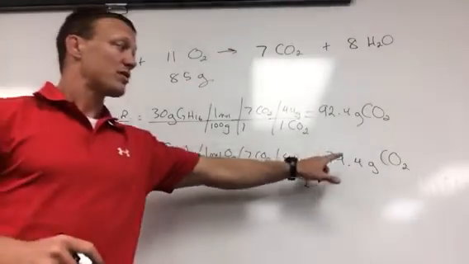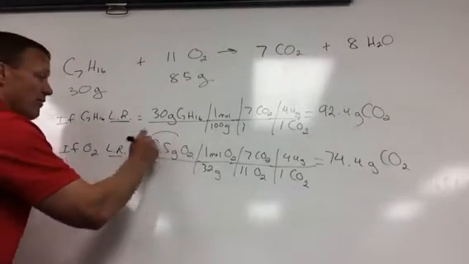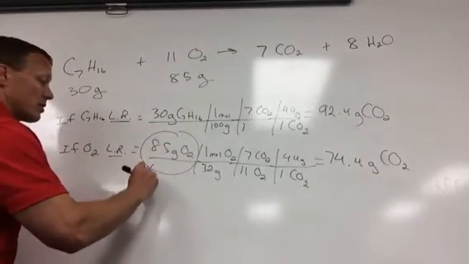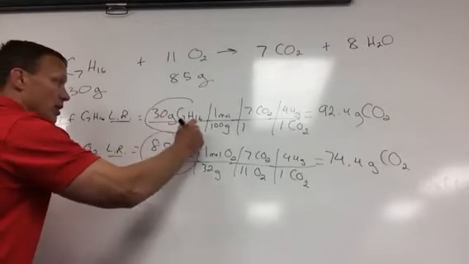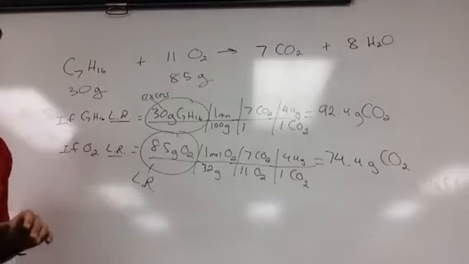It's always the lesser one. So this is how many grams of CO2 we can get. That means that our limiting reactant is our 85 grams of oxygen. Our 30 grams of this is the reactant that's in excess.